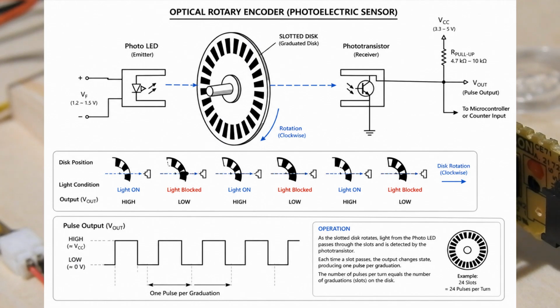Photo LED, emitter: produces a continuous beam of infrared or visible light. Graduated slotted disc: a rotating disc mounted on the shaft. The disc contains evenly spaced slots or transparent sections separated by opaque material. Phototransistor, receiver: detects the light transmitted through the slots in the rotating disc.